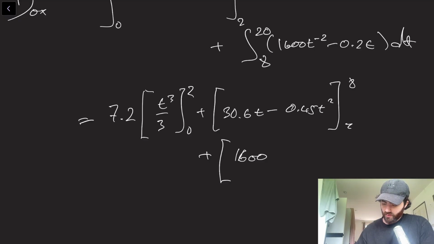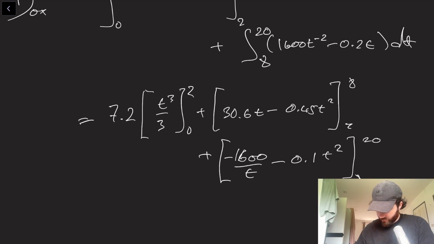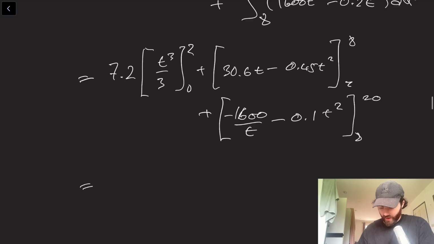So we go up by the power and divide by the power. So go up by the power, negative 1, divide by the power, negative t to the negative 1, or 1 over t, minus 0.2 t squared over 2, which is 0.1 t squared, between 20 and 8. And if we do all that, we should get our answer. So this would be 7.2.